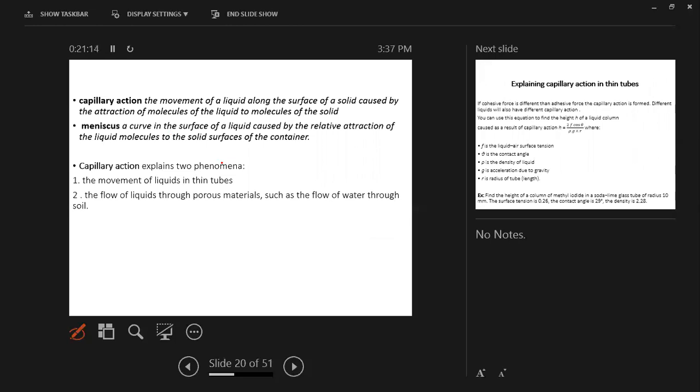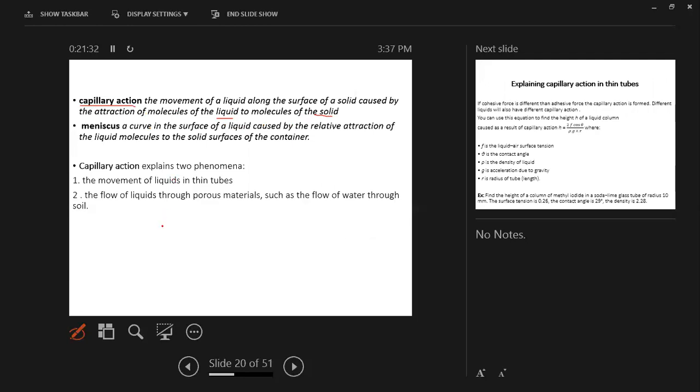So what does capillary action mean? Capillary action means the movement of a liquid along the surface of a solid, caused by the attraction of molecules of the liquid to molecules of the solid. There is going to be a liquid and a solid. When they contact each other, there is going to be attraction between their molecules. So we call this capillary action.